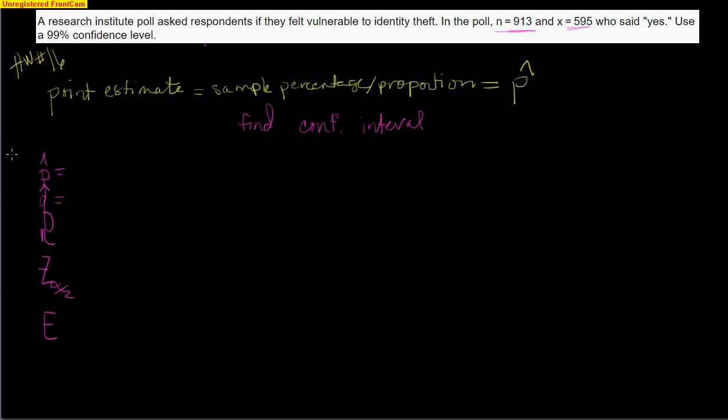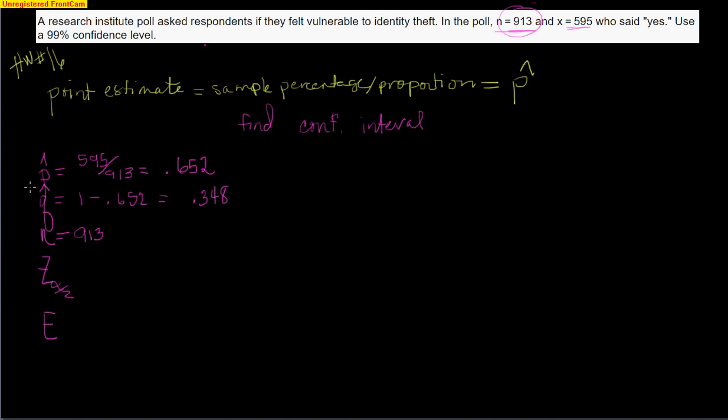Some of these we know straight off the bat, like N. We were told that 913 people were asked. Out of those, 595 said yes, so that's our probability of a success. We can find this sample percentage right up here: it's the people who said yes out of the total number of people asked. If you do that on your calculator, you get P hat of 0.652. We know that Q is always 1 minus P hat, so that equals 0.348.